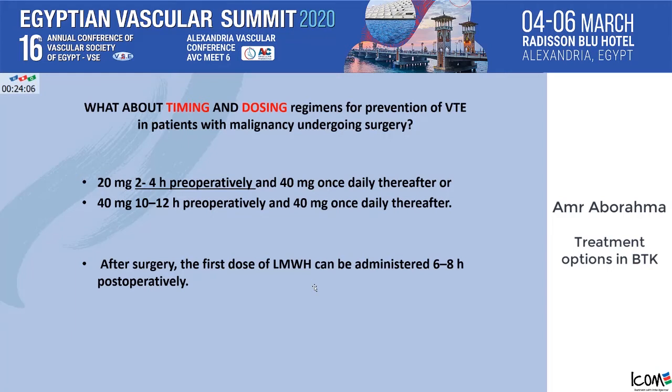What about the timing and dosing regimens for prevention of VTE in patients with malignancy undergoing surgery? There are 2 regimens. We can give 20 milligram 2 to 4 hours pre-operatively, and then continue with 40 milligram once daily thereafter. Or we can give 40 milligram 12 hours pre-operatively, and then continue also with 40 milligram once daily thereafter. And the first dose after surgery should be administered from 6 to 8 hours post-operative.